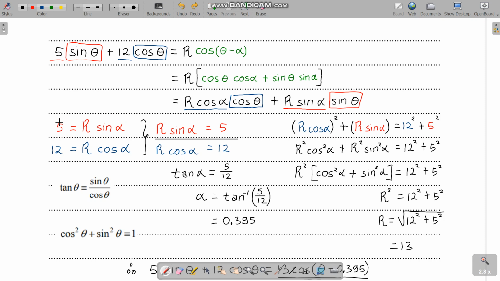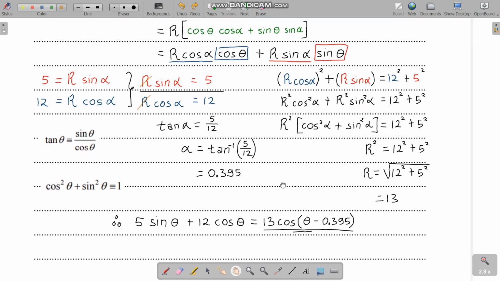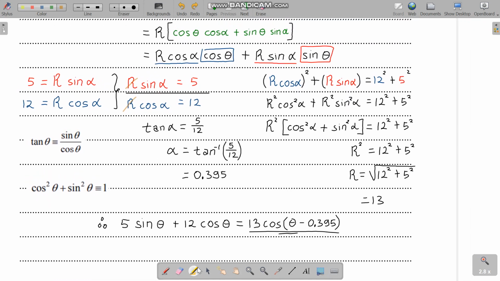Now if we divide both equations, we cancel out r and we get sine over cos, which is tangent, and using inverse tangent we can find the angle alpha in three significant figures. And if you look at the MF19 formula, the Pythagorean identity, cos squared plus sine squared equals 1, we can square the r cos alpha and the r sine alpha. Again, r cos alpha is 12, r sine alpha is 5 from here.